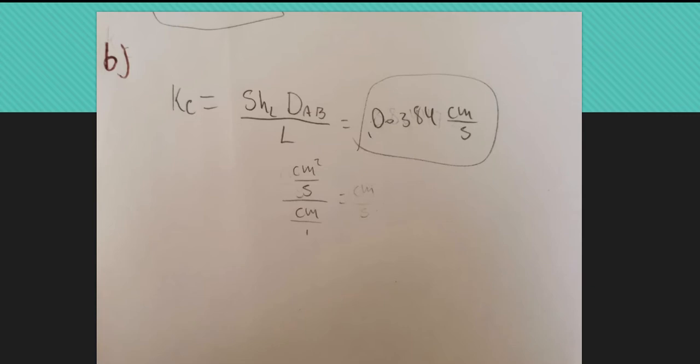Then we proceed to calculate the mass transfer coefficient. That is related with these values, Sherwood times diffusion coefficient over length, and this formula gives us 0.384 centimeters per second. And with that value, our problem has finished.